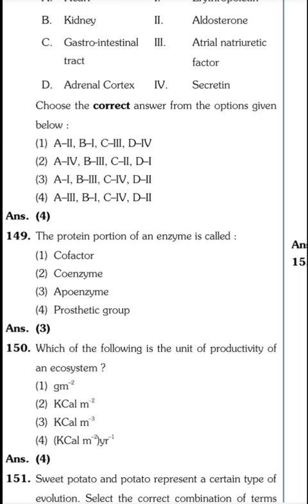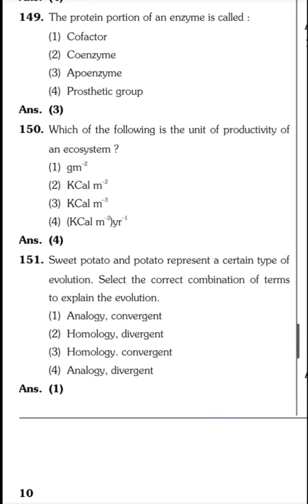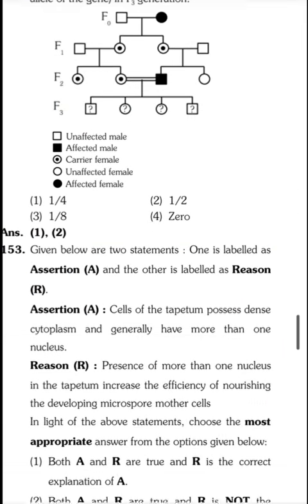Fourth option. Sweet potato and potato represent a certain type of evolution. Select the correct combination of terms to explain the evolution. See, sweet potato is a root modification, potato is a stem modification. So they are different organs, but they have a common function. It is analogy and convergent evolution. So the first option is the correct one.